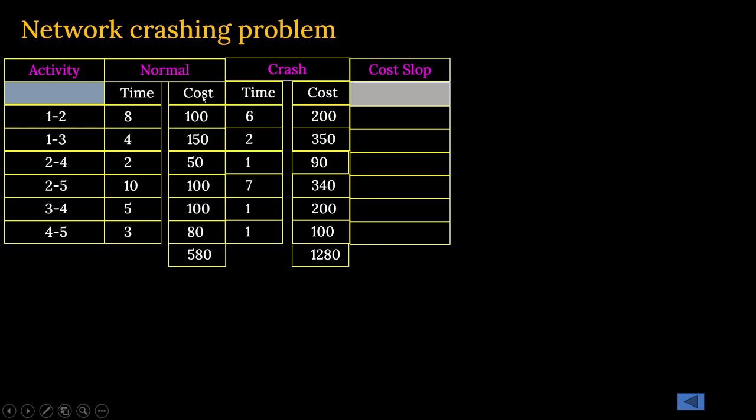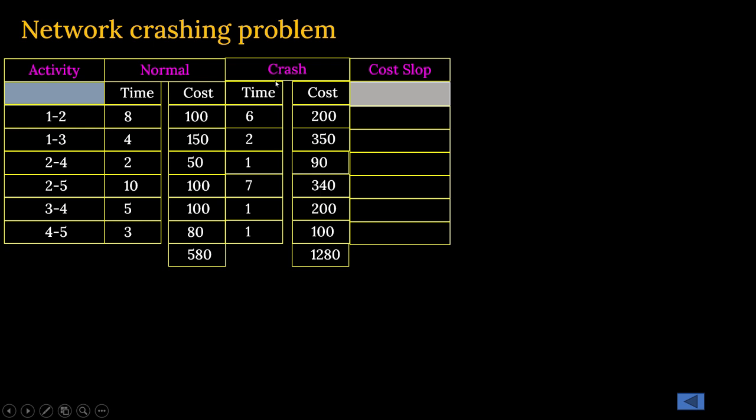And here the cost involved in completing each activity is mentioned. And if you go on adding these, you'll get this 580 rupees figure. That is the cost of completion of the activities in a normal situation.